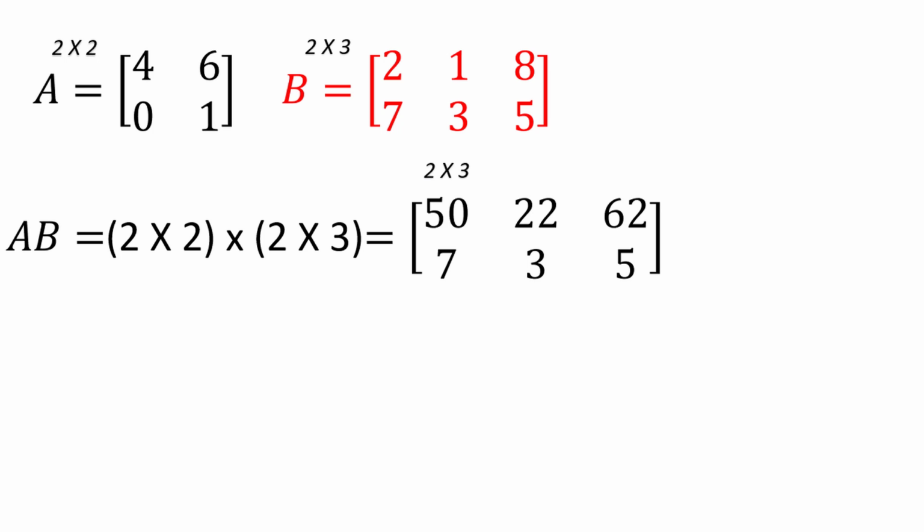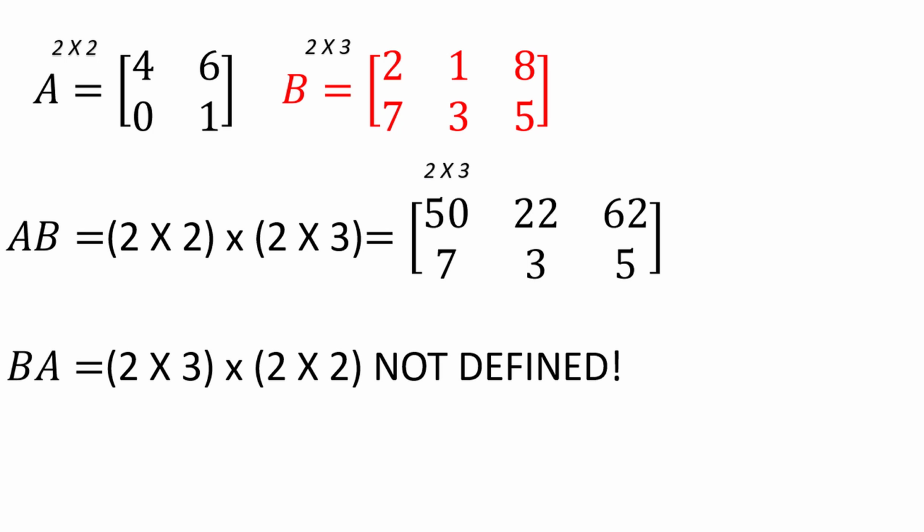It turns out that you can't even calculate B times A, switching the order, as that would involve multiplying a 2 by 3 matrix by a 2 by 2 matrix. The inner dimensions don't match, so matrix multiplication isn't even defined. That means A times B is not the same as B times A for matrices. Even if matrix multiplication was defined in both directions, the outcome would not necessarily be the same.